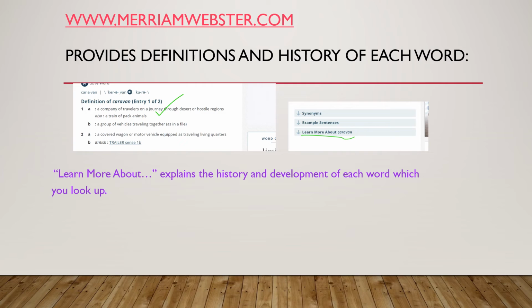Like Google Dictionary, Merriam-Webster.com gives you definitions, example sentences, and the history of most words in English. However, Merriam-Webster is more likely to contain more information about the etymology or the history of each word which you look up. So you need to scroll down. It's like a blue line, and then where you click on learn more about. That's the link you need to click on to find the origins of a word.